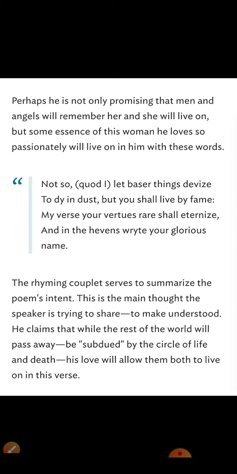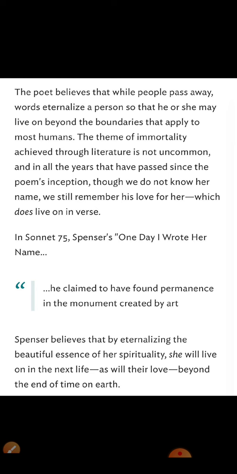The rhyming couplet serves to summarize the poem's intent. This is the main thought the speaker is trying to share, to make understood. He claims that while the rest of the world will pass away, subdued by the cycle of life and death, his love will allow them both to live on in this verse.